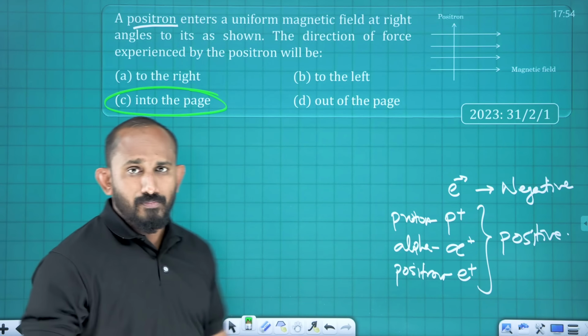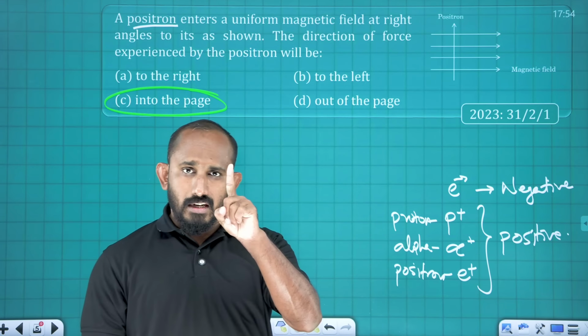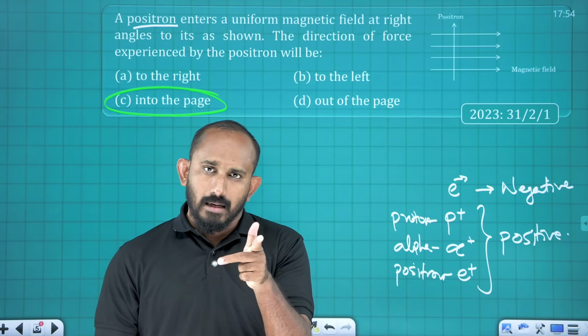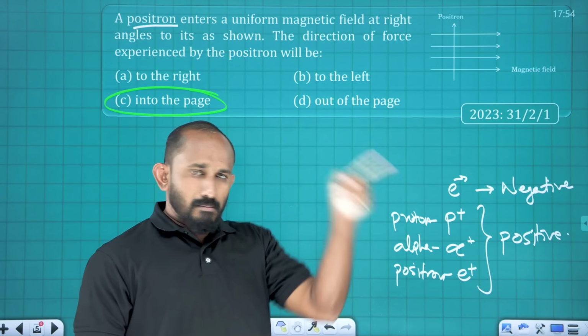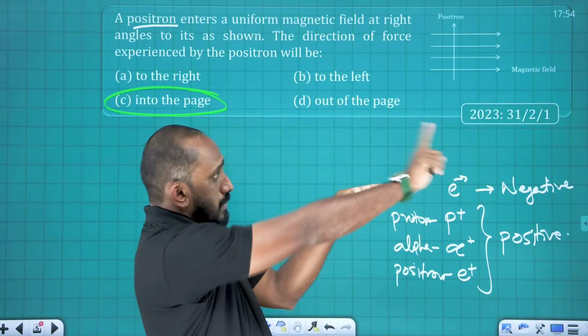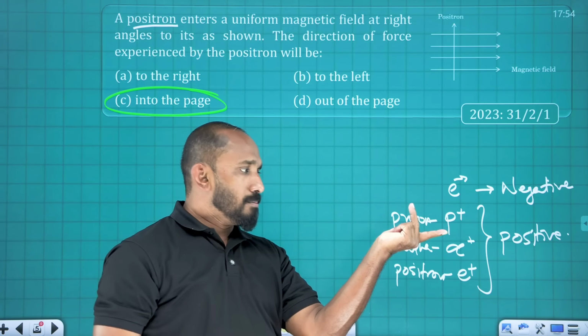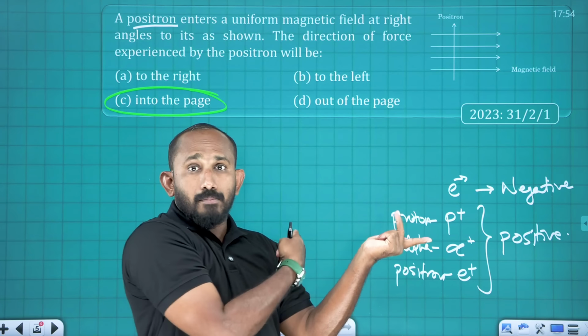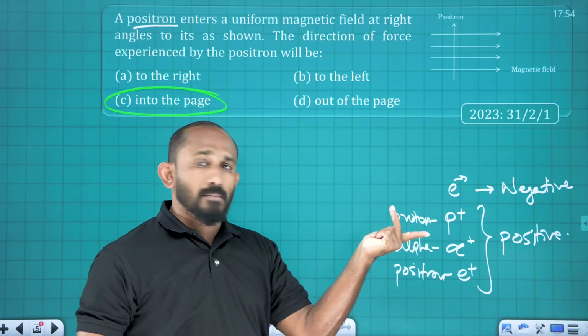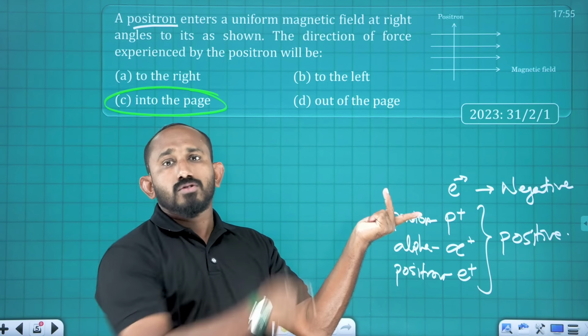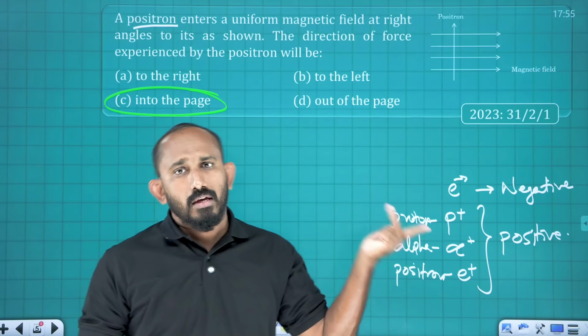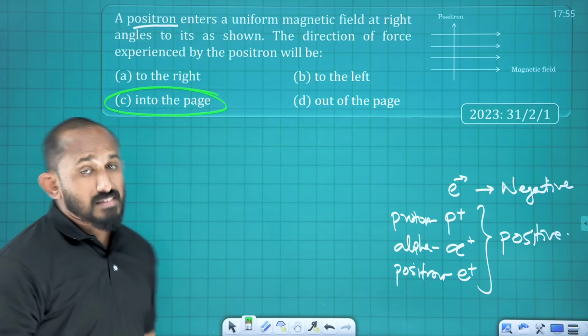Into the page. Once more, fix the first finger. Don't keep all the 3 fingers together at the same time. First finger first, magnetic field in that direction as per the figure. Then the positron is moving in this direction, upward. So middle finger in the upward direction, as per the board I am keeping. Then stretch your thumb. Thumb is into the board. So the answer is into the page or into the board. So option C is the correct answer.